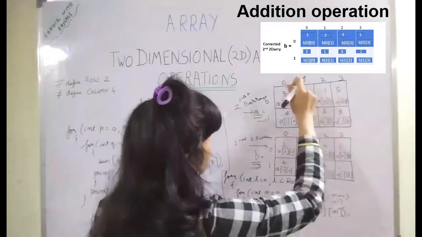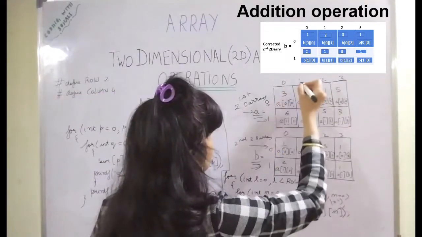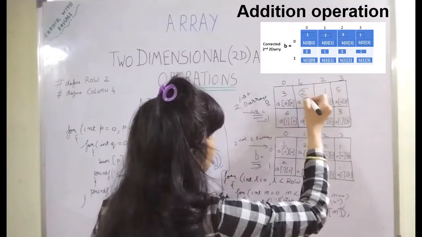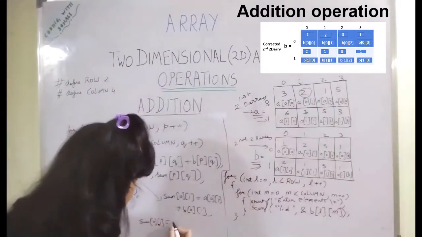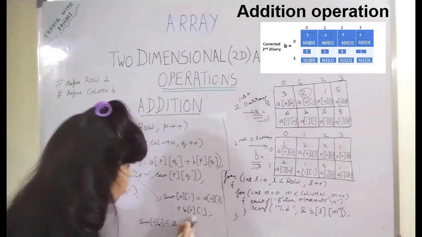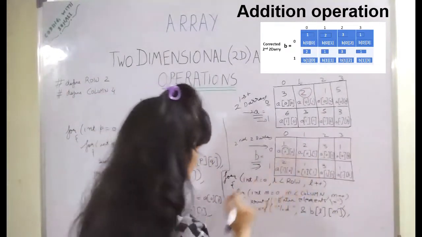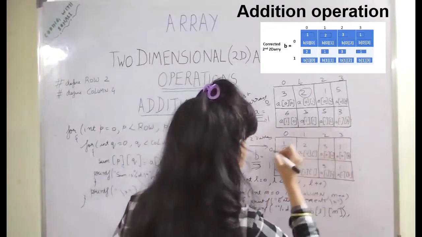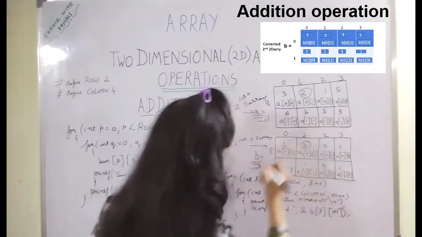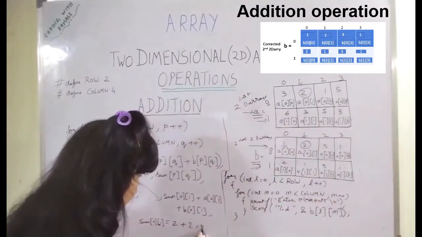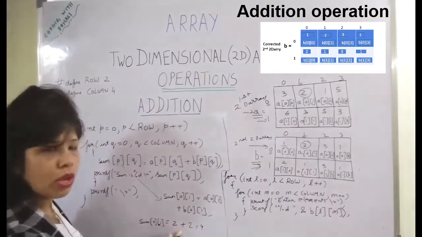So 0th row and first column, this is the 0th row and this is the first column. So therefore we will add 2 here. This A[0][1] will be 2 plus B[0][1]. So B is this one, the second 2D array, right? And therefore 0th row and first column. Therefore this 2 will be added to it. So the resultant we will get is 4. So I hope you understood.